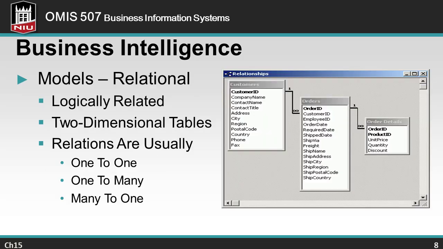The third model is relational and contains multiple logically related two-dimensional tables. Relations are usually one-to-one, one-to-many, and many-to-one. In this depiction, the one-to-many relationships between tables of data are shown with arrows marked with a number 1 and an infinity symbol to indicate the many side of the relationship. We see in this diagram that one customer can have many orders, and that the orders are linked to the customer by the customer ID field.